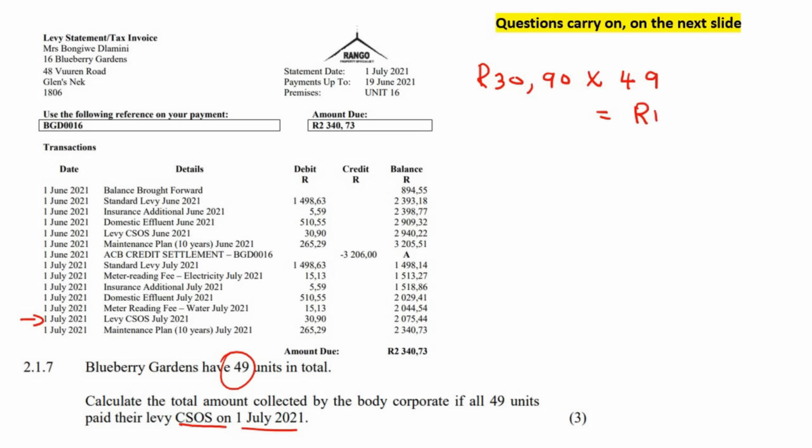And that's going to be 1,514 Rand and 10. Whenever it says 0.1 on your calculator, you can't leave it like that, so you say 0.10.